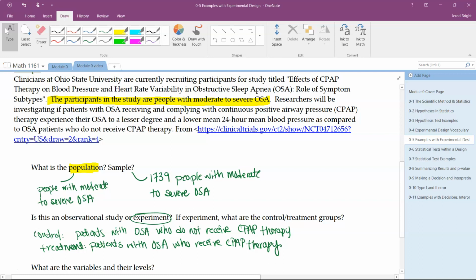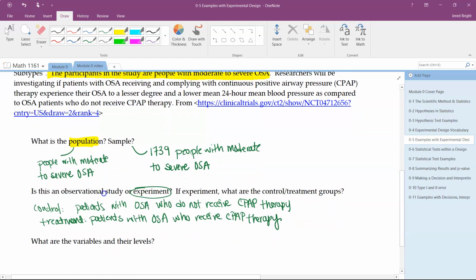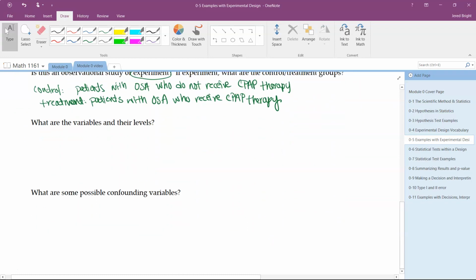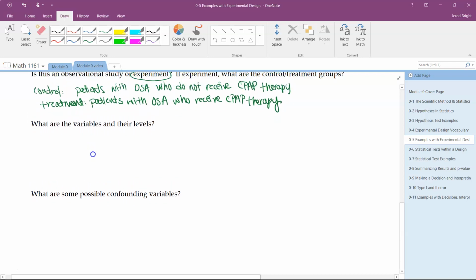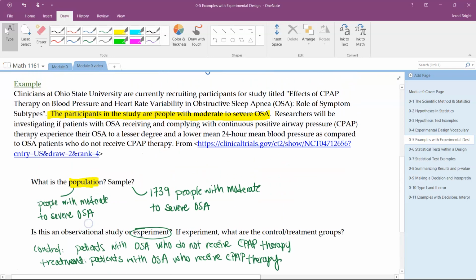Okay, and we have two more questions. What are the variables and their levels? What are some confounding variables? So again, I want you to pause the video and I'll scroll up to the context. What are the explanatory and response variables and what are some confounding variables? Okay, pause the video, try it out, resume when you're ready to hear the answer.